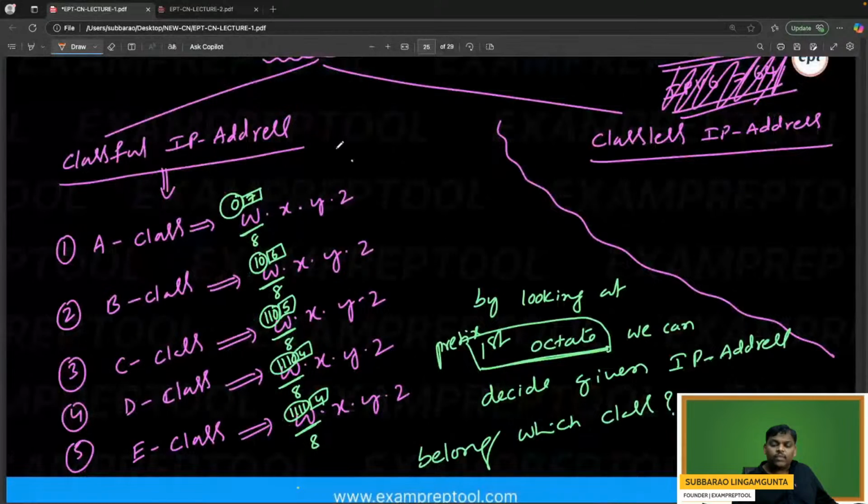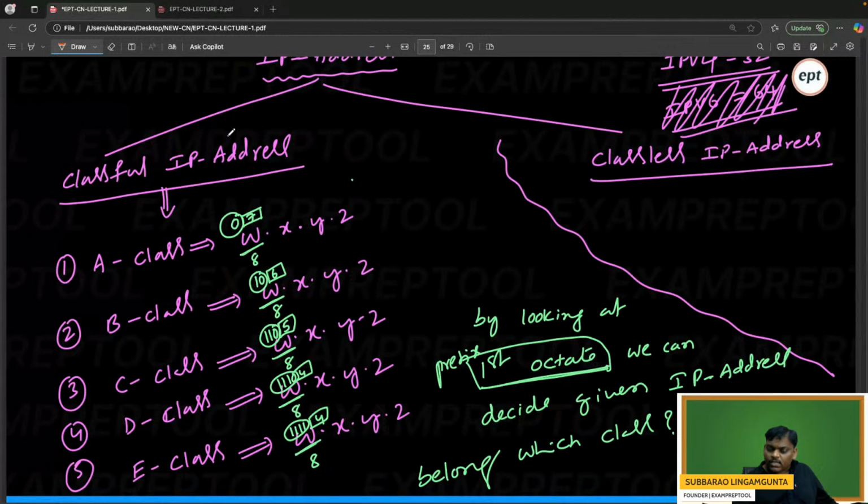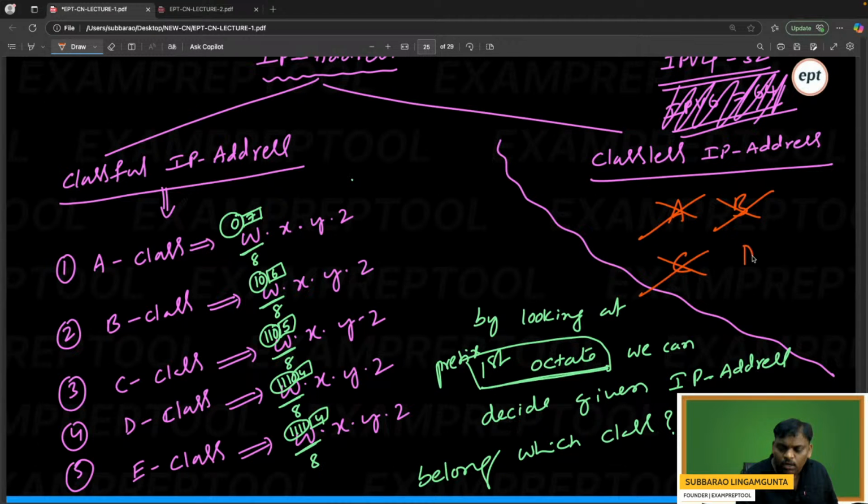IP addresses will be divided into 2 parts: classful IP address and classless IP address. Classless, here we don't talk. In the classless IP address, we don't talk about A class, B class, C class, D class, or E class. There are no classes in the classless IP address. In the classful IP address, classes are there.